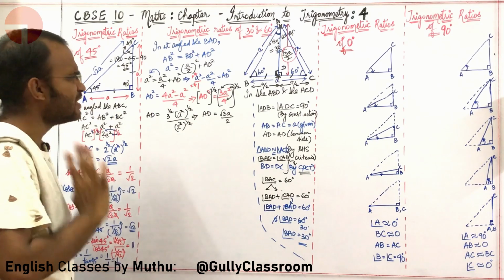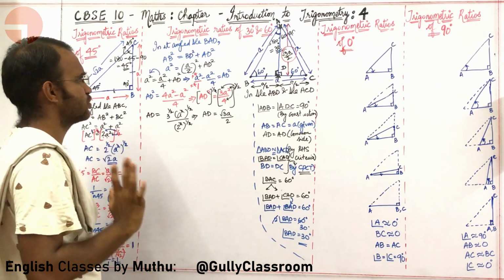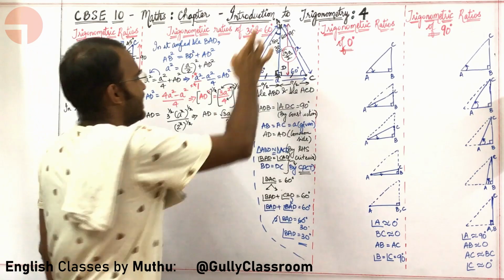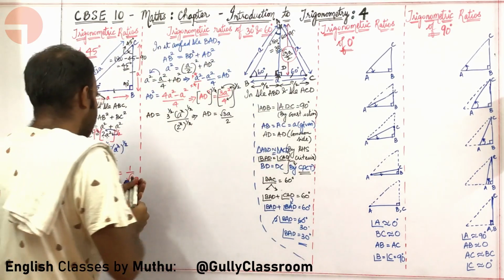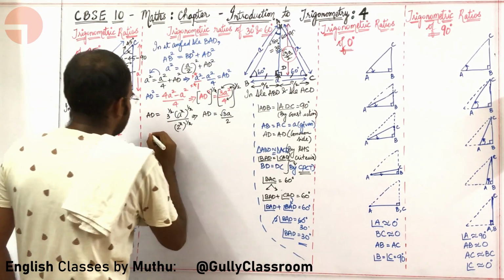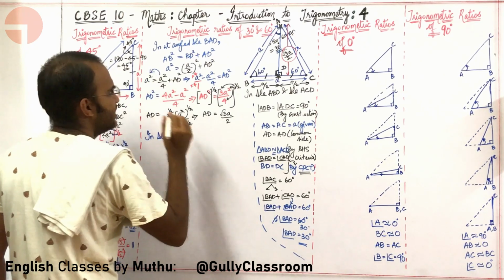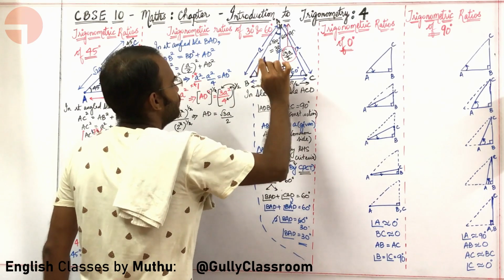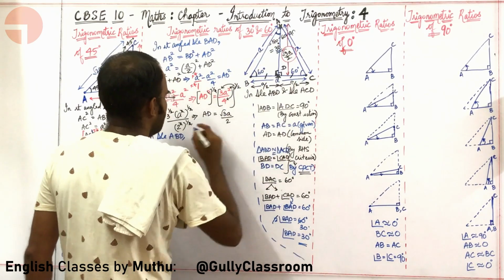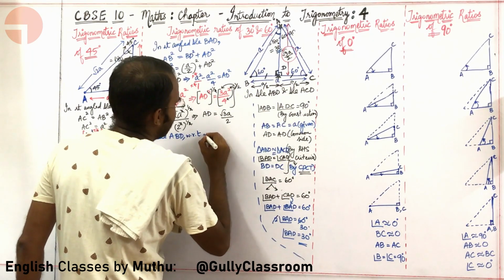Okay, sir. I am comfortable with this. Now let us go for all the trigonometric ratios in the triangle ABD. Fine. With respect to which angle? I am going to first calculate for 30 degrees. So, with respect to angle, which angle?